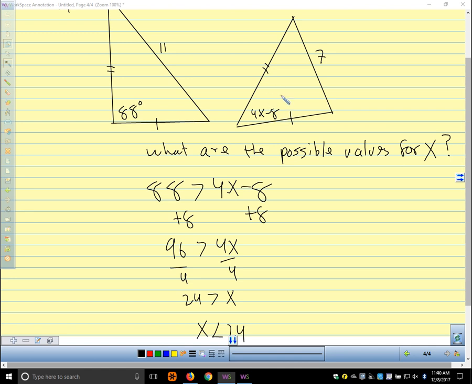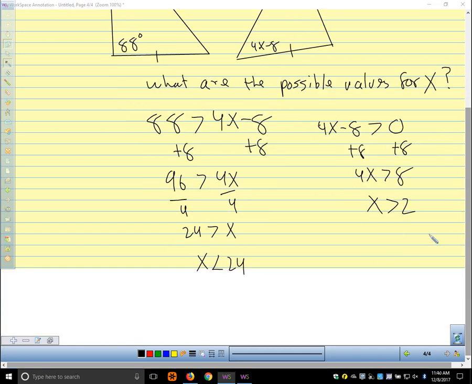Well, we have a triangle here, right? In order to have a triangle, this angle has to be bigger than 0. If it's 0, then we don't have a triangle. So 4x minus 8 has to be bigger than 0. Otherwise, the one on the right wouldn't be a triangle at all. Well, I add 8 to both sides. 4x is greater than 8. Divide by 4, x has to be greater than 2. So this tells us that x is between 2 and 24.